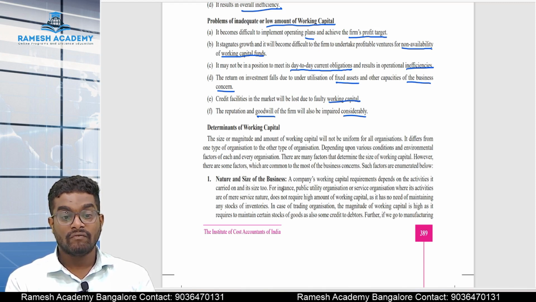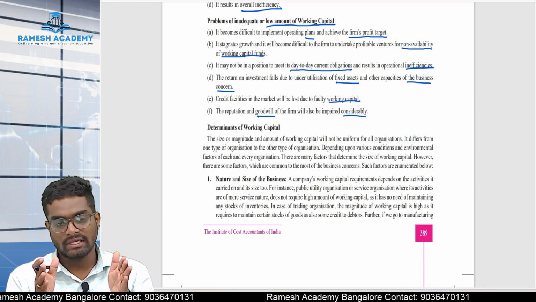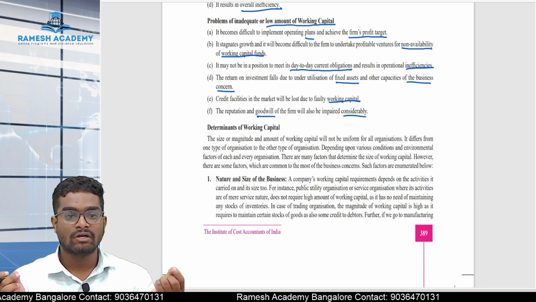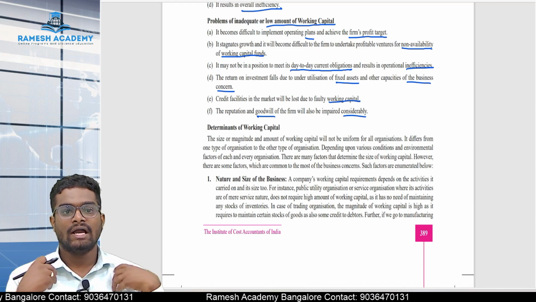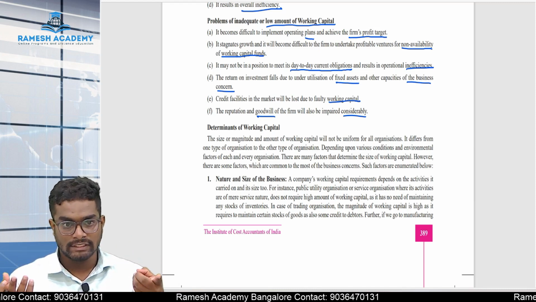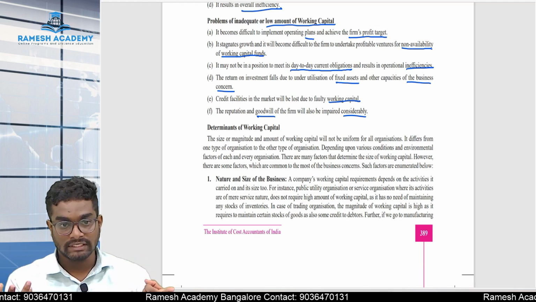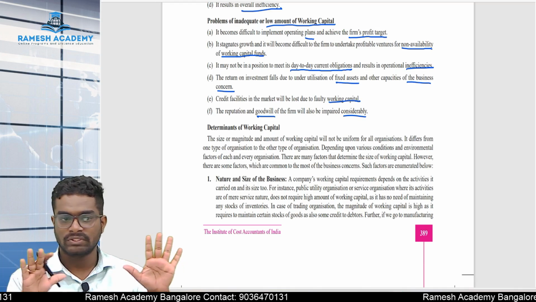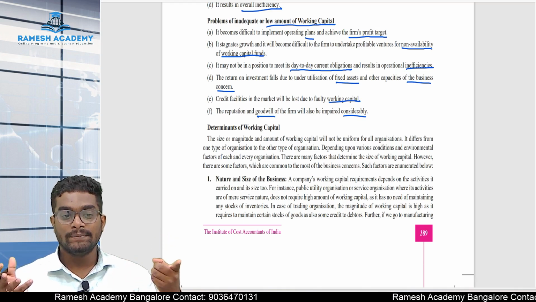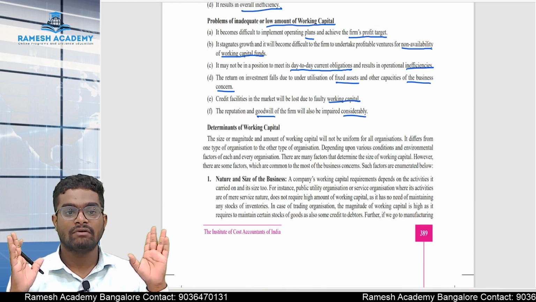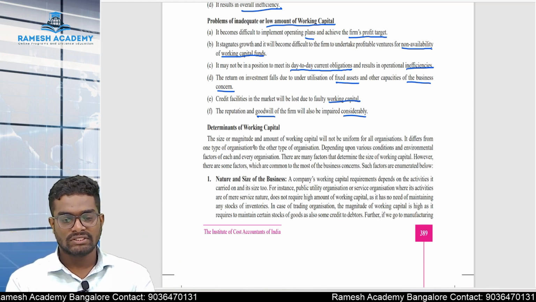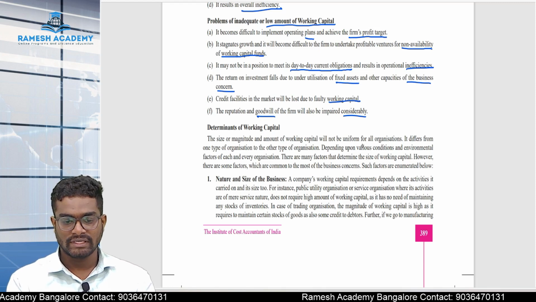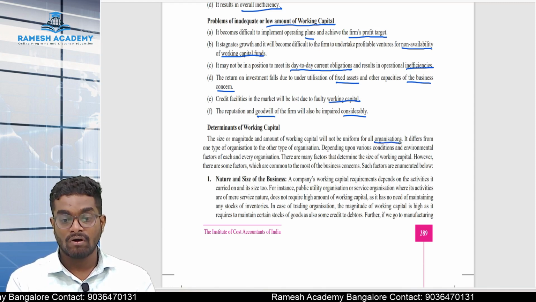Determinants of working capital. We know working capital, but what are the determinants in order to find out how much working capital we need? If I'm a manufacturing concern, what are the determinants? If I'm in the service sector, what are the determinants? Depending upon size, a sole proprietorship will not require so much working capital, whereas a limited company or a big company requires more working capital. The size and magnitude of working capital will not be uniform for all organizations.